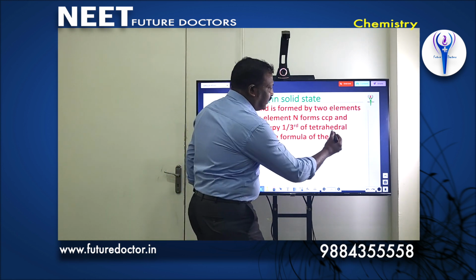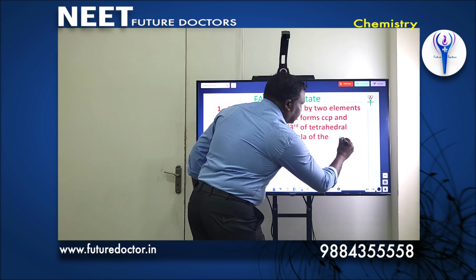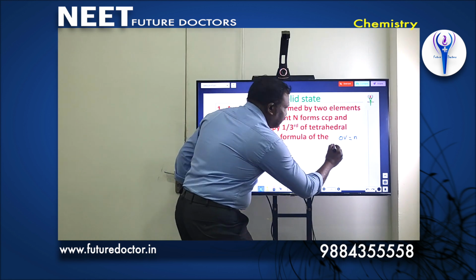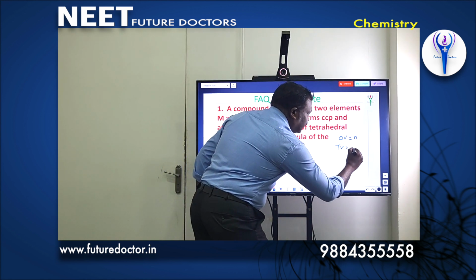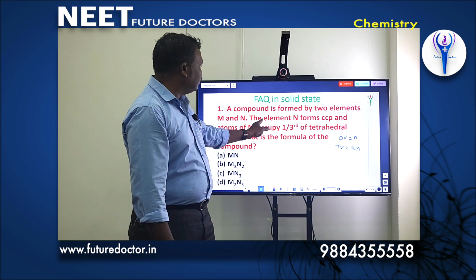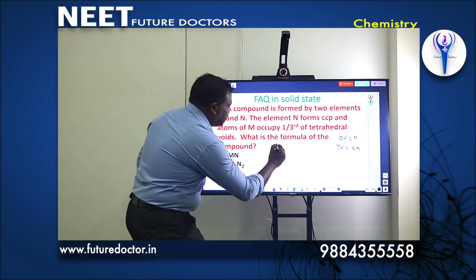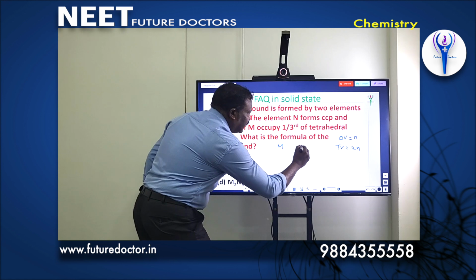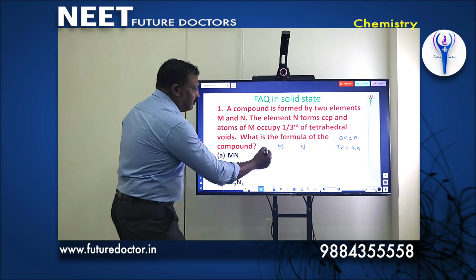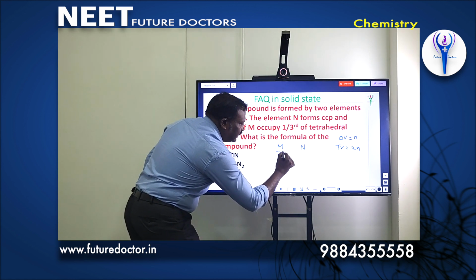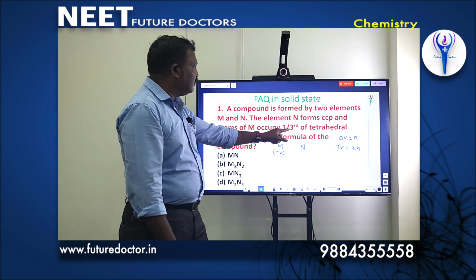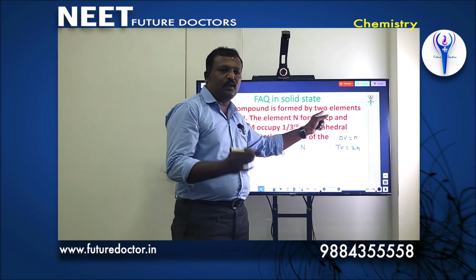We have one formula for that. Octahedral voids are equal to the number of atoms. At the same time, tetrahedral voids are 2 times the number of atoms. That's the formula. Now see the sum. The element N forms CCP. So first of all, I write M, then I write N. M occupies 1/3 of tetrahedral voids, so M is present in tetrahedral voids. So I write TV, which is tetrahedral voids. N is CCP, cubic closed packed structure.